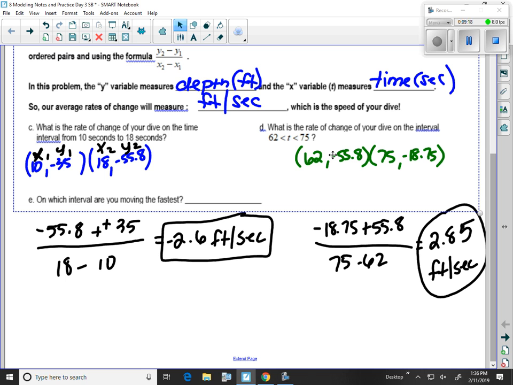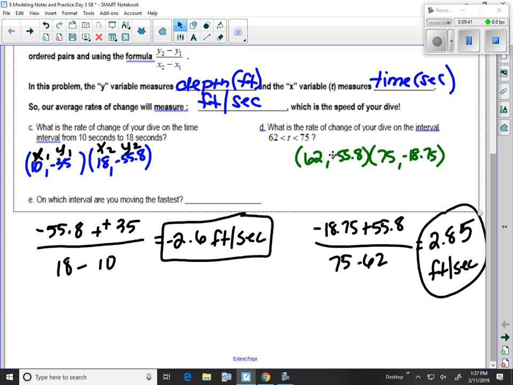Now, part E. It says, on which interval are you moving the fastest? The 62. Where are you moving the fastest? When the rate of change is 62 to 75. Why? Because it's 2.85, the other one is 2.6.